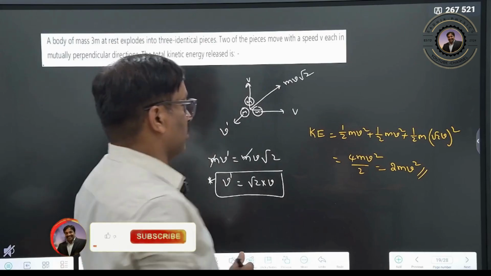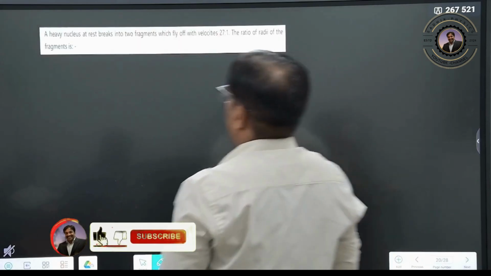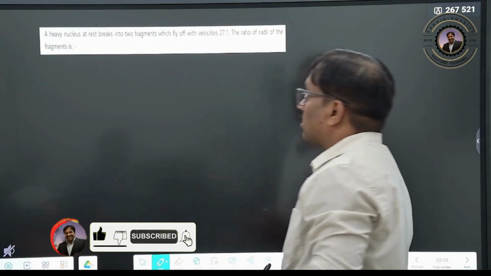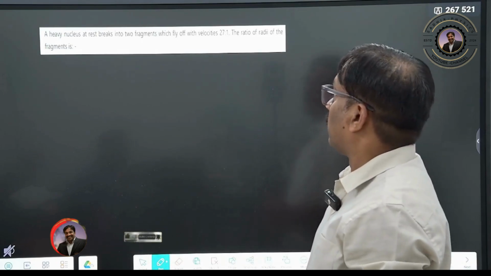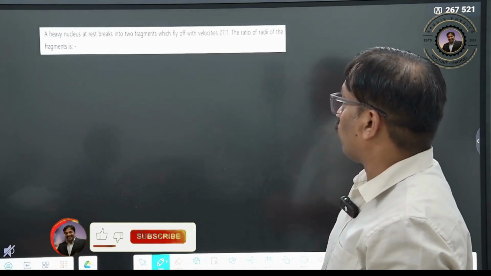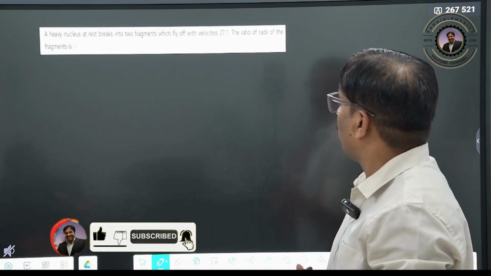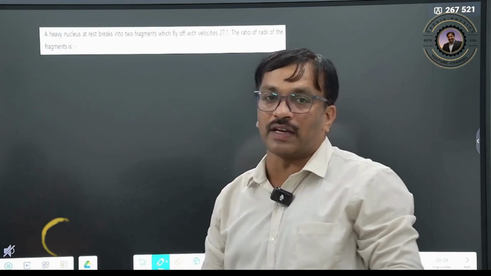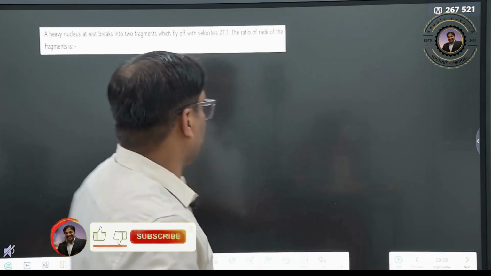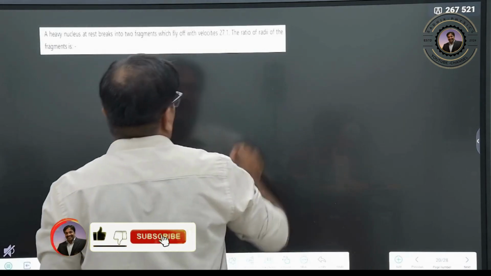We will solve some more questions. This is also one important question. The heavy nuclei break into 2 fragments which fly with a velocity of 27 and 1. Find the ratio of the radius of the fragments. So how to calculate it here? Let us see.